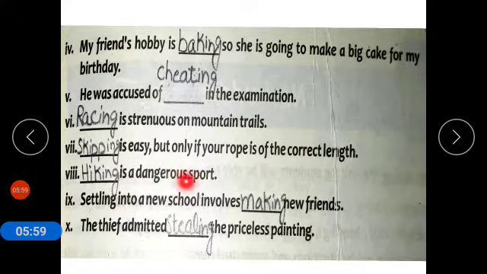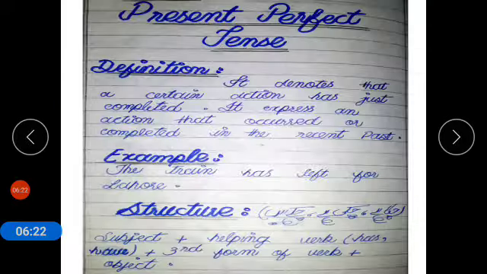Hiking is a dangerous sport. Settling into a new school involves making new friends. The thief admitted stealing the priceless painting, chori karna. Hiking means to go on to the mountain.